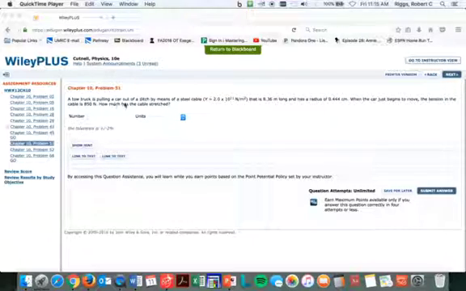It says a tow truck is pulling a car out of a ditch by means of a steel cable. So this is going to be a tension problem. But they tell us what the Young's modulus is in the steel cable, which is 2.0 times 10 to the 11 newtons per meter squared, which is basically telling us about how many newtons you need to apply per square meter to stretch that thing 1 meter. So that's a lot of force. The cable is 8.36 meters long and has a radius of 0.44 centimeters. When the car just begins to move, the tension in the cable is 850 newtons. How far was the cable stretched?